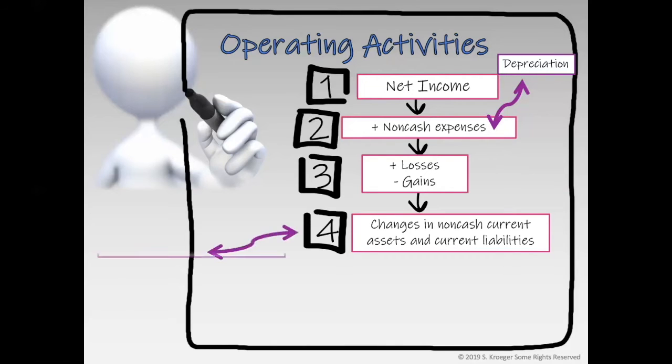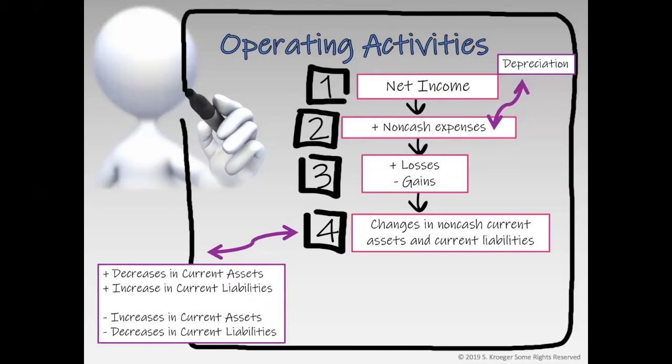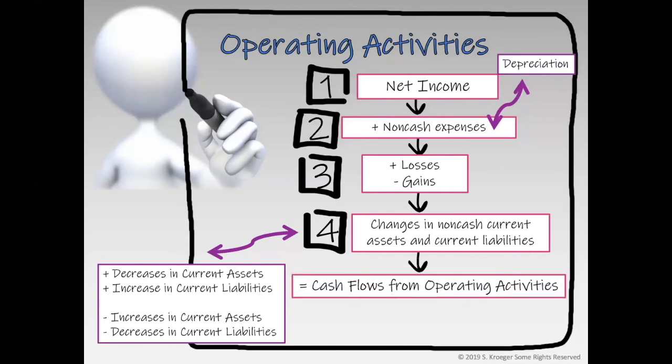If a current asset decreased from last year to this year, you want to add that amount in this section. If a current liability increased from last year to this year, you want to add that amount as well. On the other hand, your subtractions will be the opposite. Any increases in current assets or decreases in current liabilities should be subtracted from the total in this section. After all these items are inputted into the operating section, total a column to arrive at your cash flow amount from operating activities.